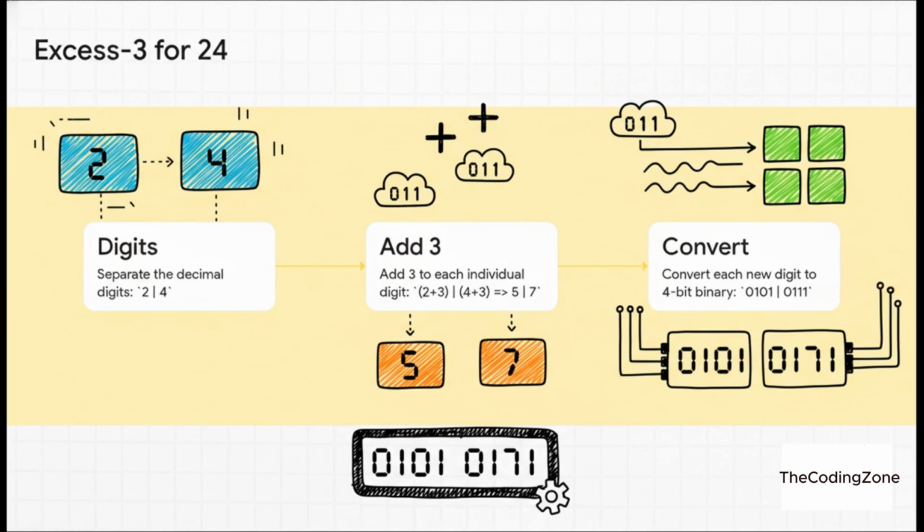Making an Excess-3 code is dead simple. Let's just take the number 24. First, you split the digits apart. You've got a 2 and a 4. Then, you just add 3 to each of them. So, 2 plus 3 is 5, and 4 plus 3 is 7. For the last step, you just convert those new numbers, 5 and 7, into their normal 4-bit binary codes. So 5 is 0101, and 7 is 0111. And that's it. The Excess-3 code for 24 is 0101, 0111.